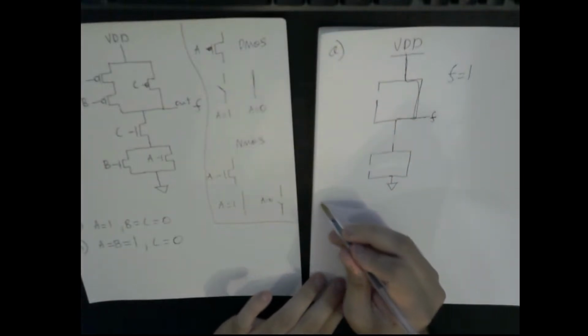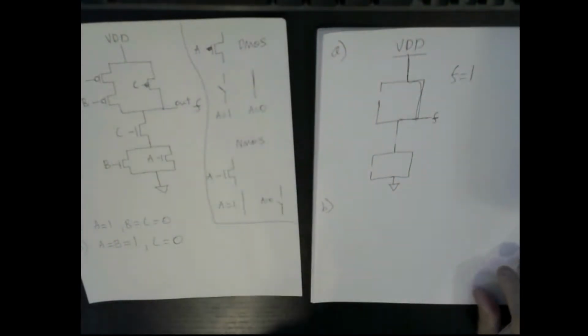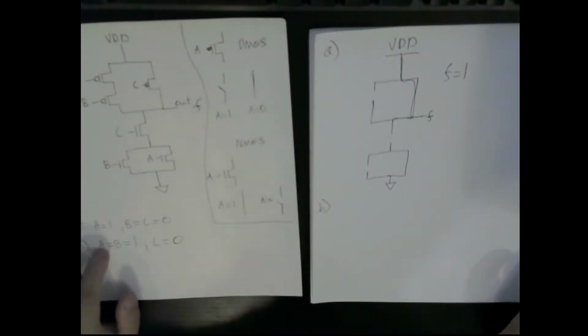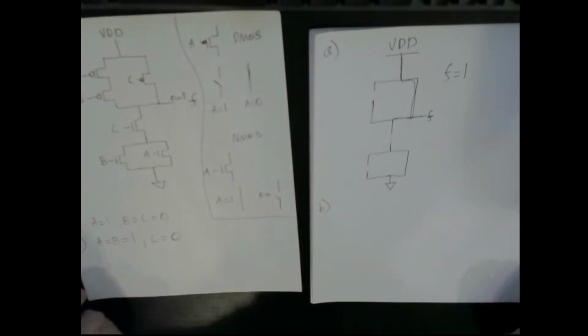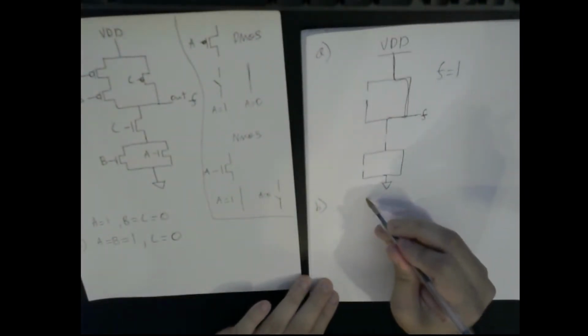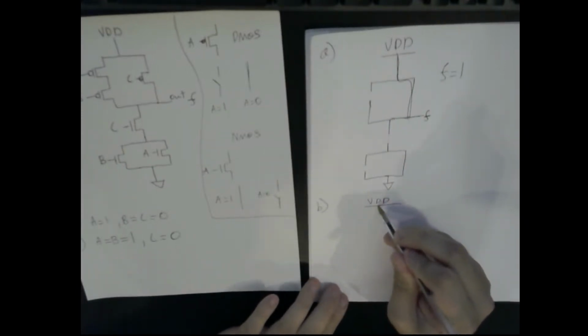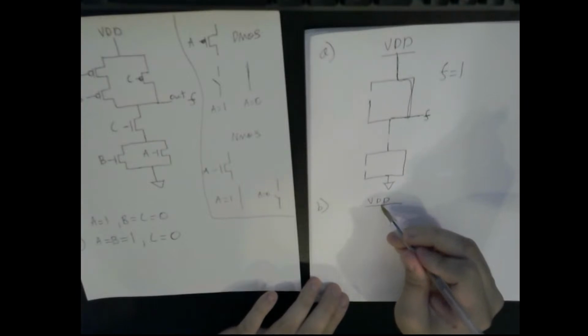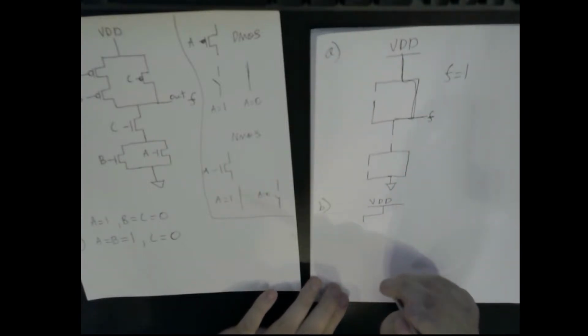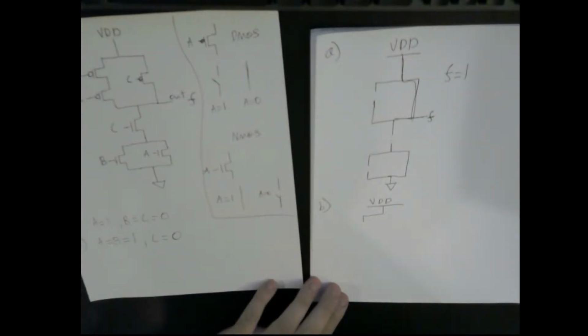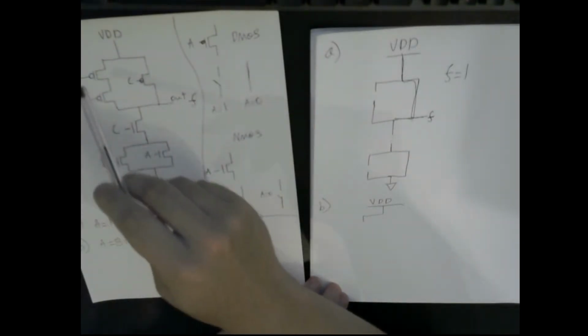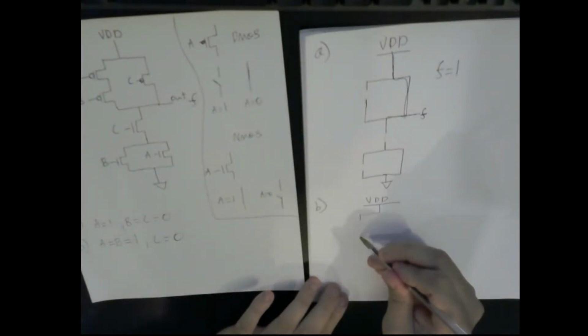So let's do the other type of stimuli. Let's say A and B are equal to 1 and C is equal to 0. What's going to happen here? So let's draw a diagram. I'm saying A and B are both equal to 1. These are PMOS, they only open on 0. So if A and B are both equal to 1, they're going to be open. So I'm going to have a big open.